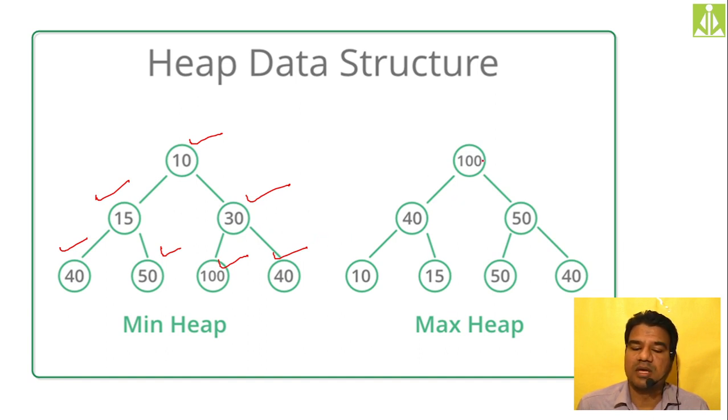Coming to the maximum heap, we said the root node must have the greatest value among all children. Here, when I'm talking about this particular root node, it is greatest among all children. You can see this subtree, and your 100 is greatest. For 40 also, same thing. It is having two children, 10 and 15. They are smaller when compared to 40. 40 is the greatest.